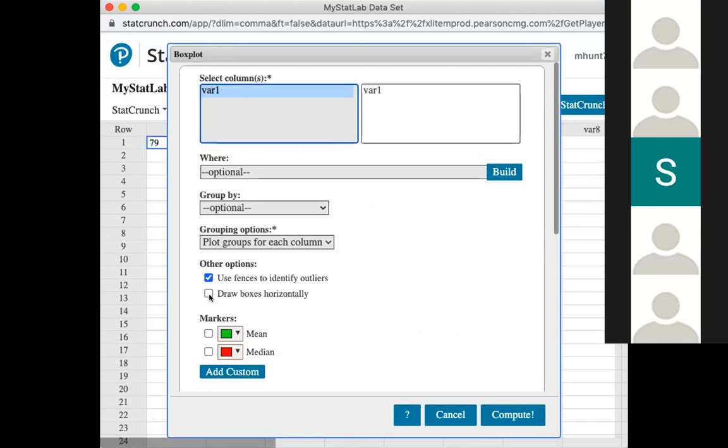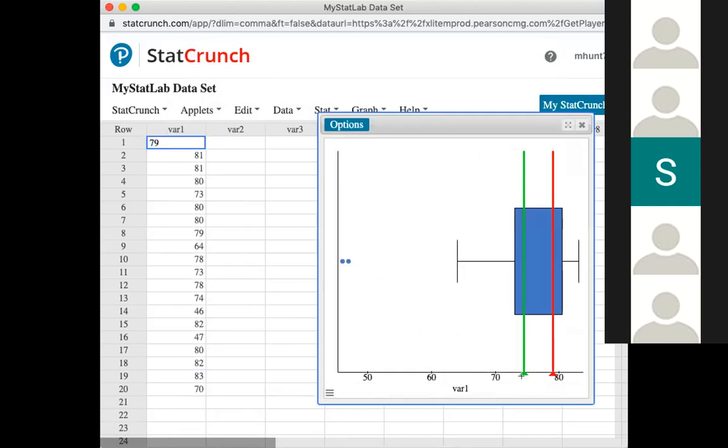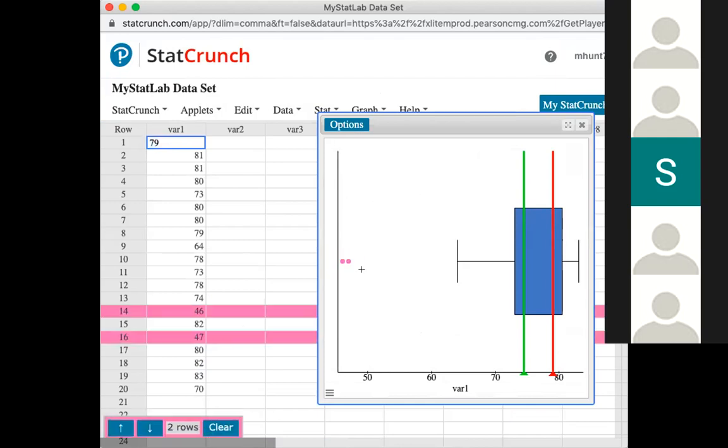Fences. There it is. Okay, we have something different here. We have two outliers, and guess what? They're on the other side of the box. Mean and median are not the same. Okay, so in anticipation of some questions, let's see who these outliers are. They are 46 and 47.